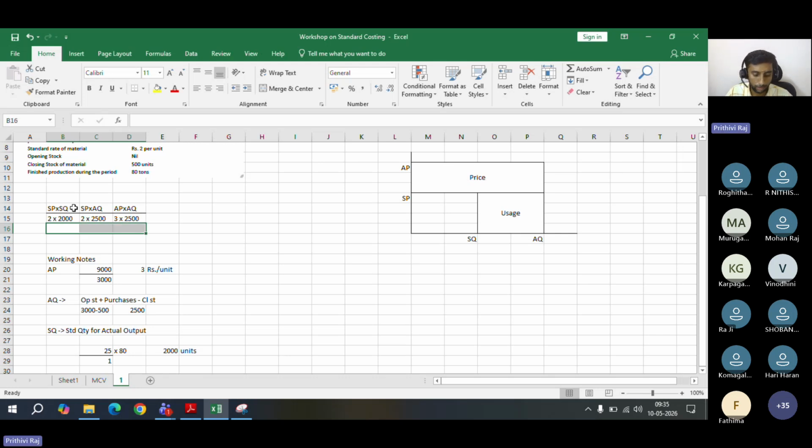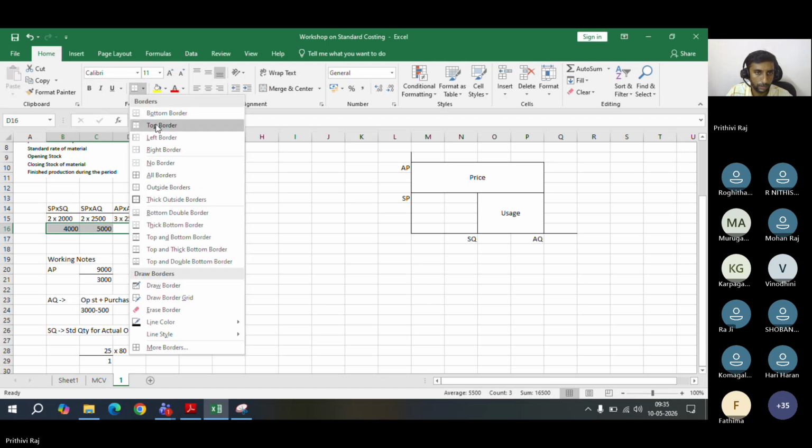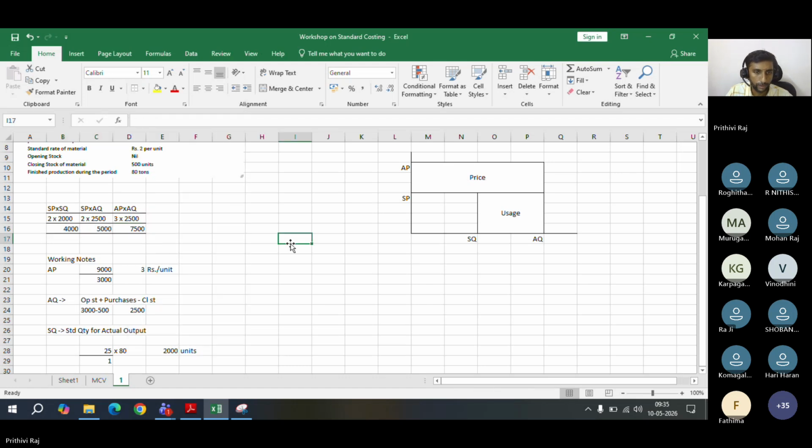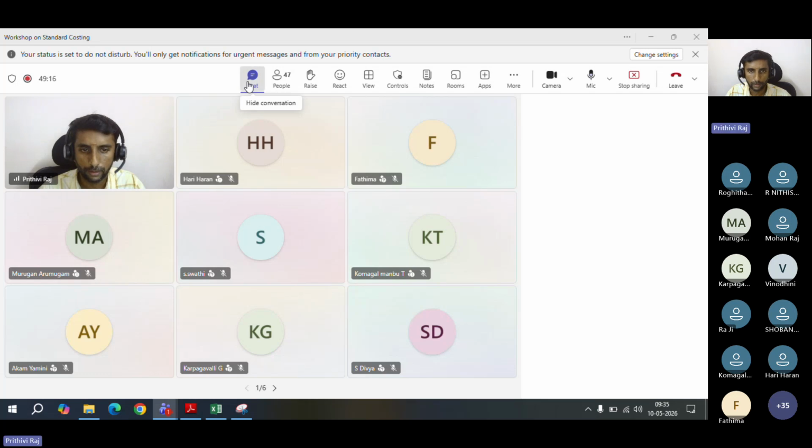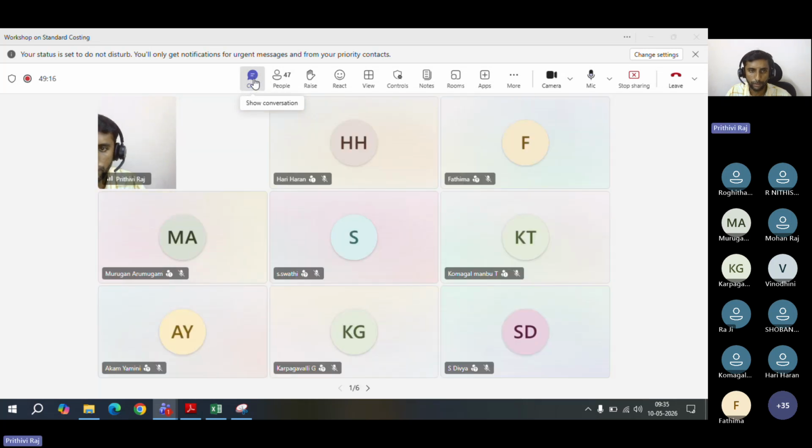Now just close this table. So 2 into 2,000, 4,000. This is 5,000. 3 into 2,500 is 7,500. Any questions in this? I'll just pause for a minute. Just unmute yourself and ask the question, okay?